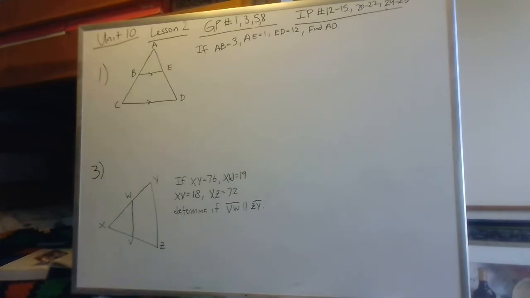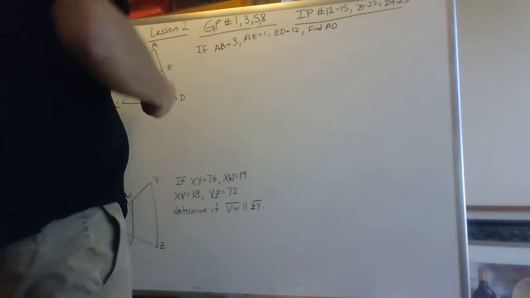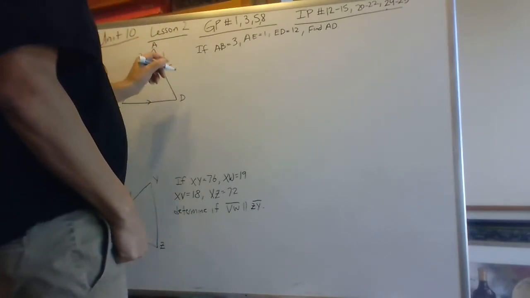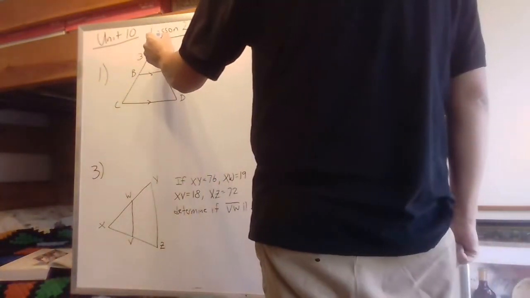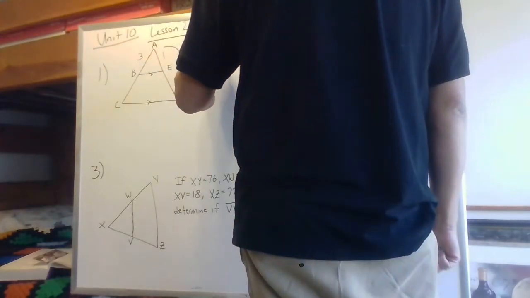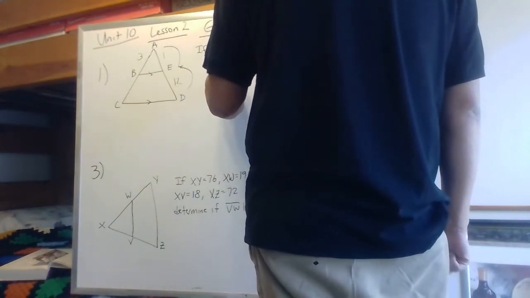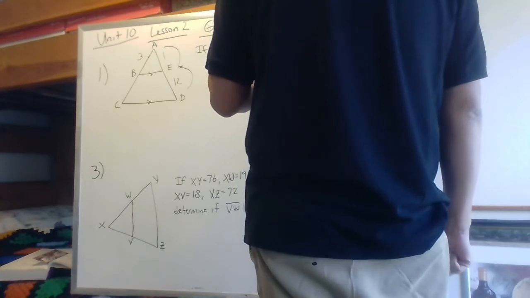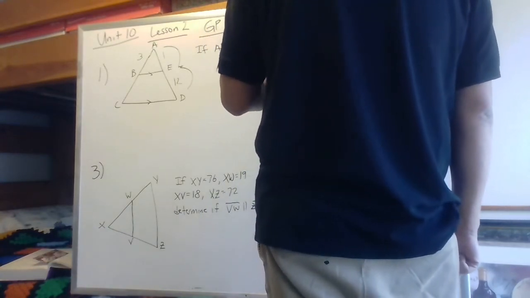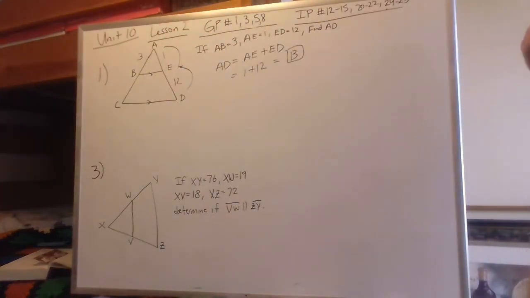So the first problem says if triangle AB, the side AB is equal to 3, and AE equals 1, and ED is 12, it wants us to find AD. Well, what is side AD? Side AD is that big portion. So side AD is going to equal AE plus ED. And that's going to give us 1 plus 12, and that's going to give us 13. So AD is 1 plus 12. All right, so that is number 1.